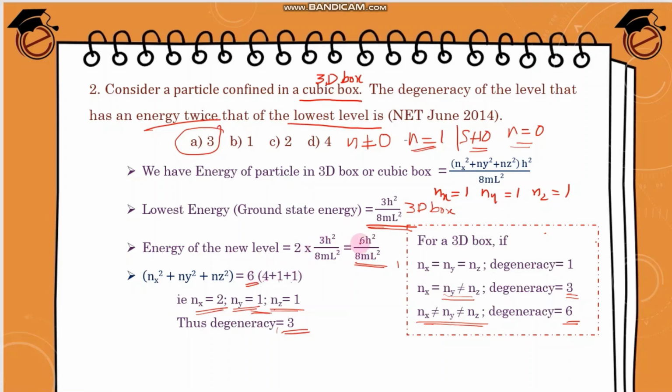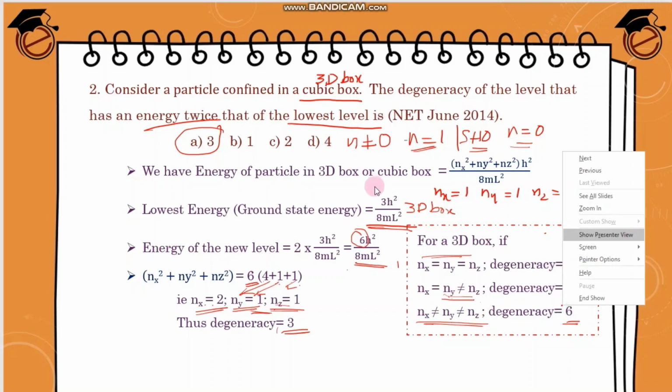This is similar to our first question. We have to find out the energy of the new level, and the value 6 we have to make like nx square plus ny square plus nz square. Then we got 4 plus 1 plus 1. Corresponding to 4, nx will be 2. Corresponding to 1, ny will be 1. Corresponding to 1, nz will be 1. So here 2 values are the same, 1 value is different. For a 3-dimensional box, if 2 values are the same and the third is different, the degeneracy will be 3. So our answer is 3.